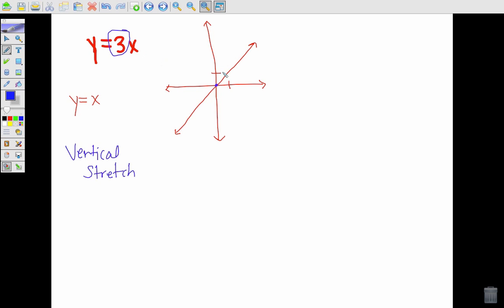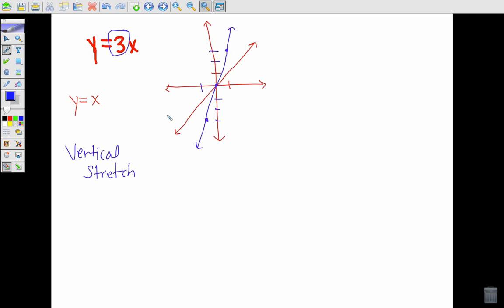I can go ahead and put a couple values in. 0 is a point. If I put in 1, I'm going to have 1, 3. So there's the stretch to it. If I put in -1, I would have -3. A table of values always works to be able to graph. Okay, so there it is.